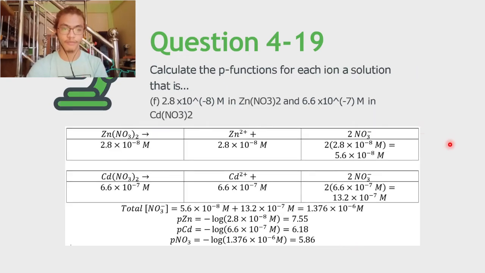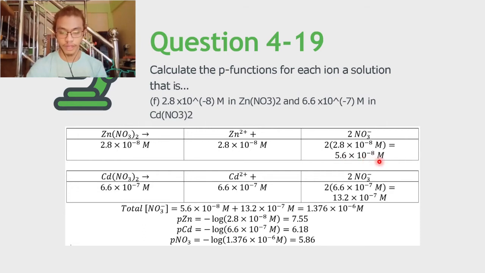And for the last item for this question, we have 2.8 times 10 raised to negative 8 molar in zinc nitrate and 6.6 times 10 raised to negative 7 molar in cadmium nitrate. Just like in the previous two problems, first I computed for the concentrations of the first compound. So as we can see, the concentration of the zinc ions is 1:1 with the zinc nitrate, which is why it has the same concentration of 2.8 times 10 raised to negative 8 molar. And twice of that is the nitrate ions, which is 5.6 times 10 raised to negative 8 molar.